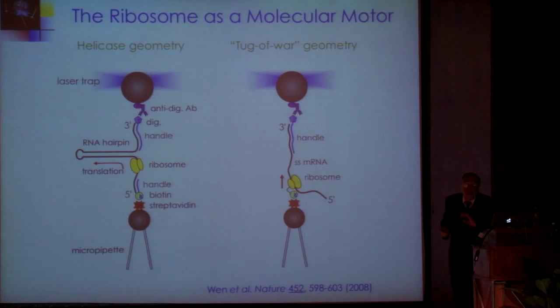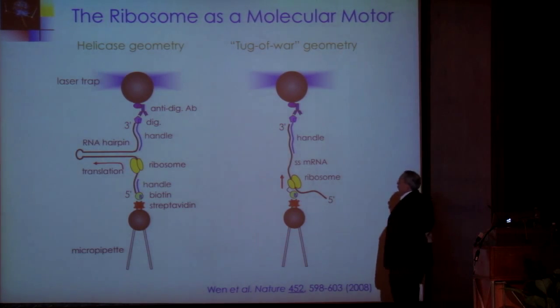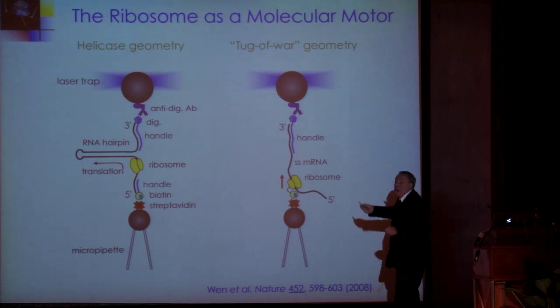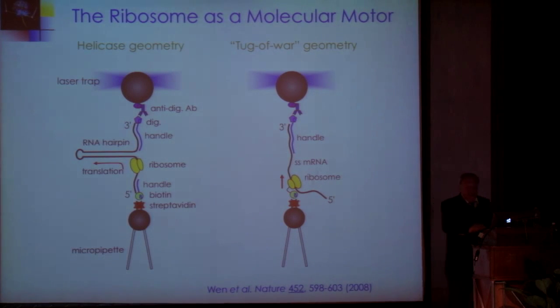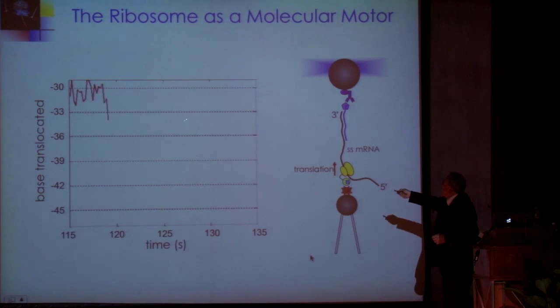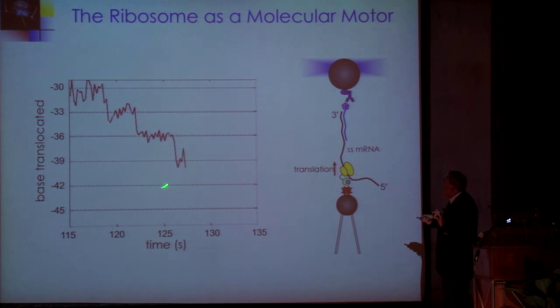But we can also do a tug of war geometry, because now we grab the ribosome by the back, and then we grab the distal end of the RNA, and now we are playing tug of war with one single RNA and a ribosome, and then the ribosome has to move along the RNA, and we can actually see that very clearly also under the tweezers. Notice these dashed lines are separated by 3 nucleotides. Notice how noisy and fluctuating the signal is. This is single molecule.